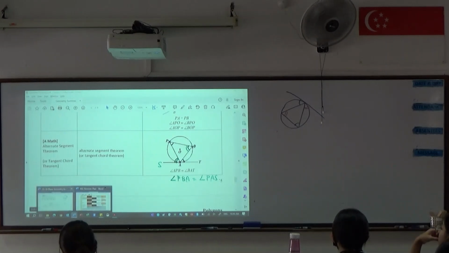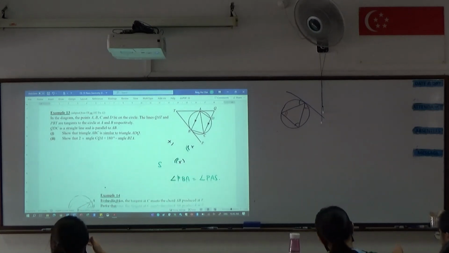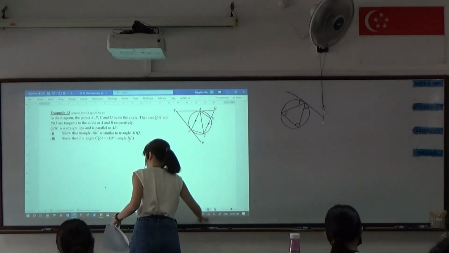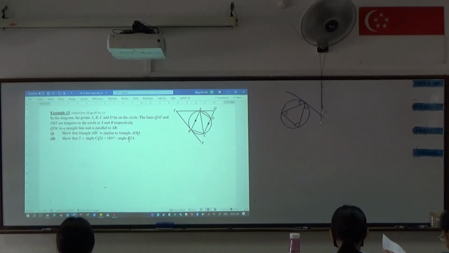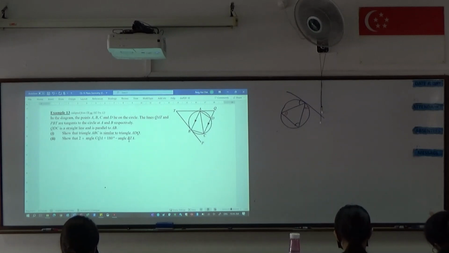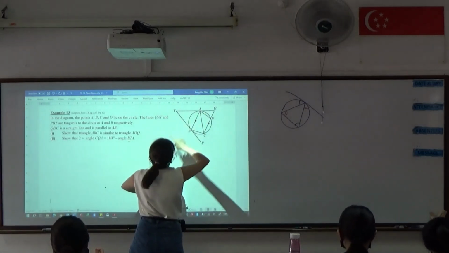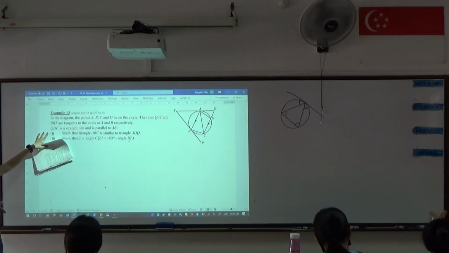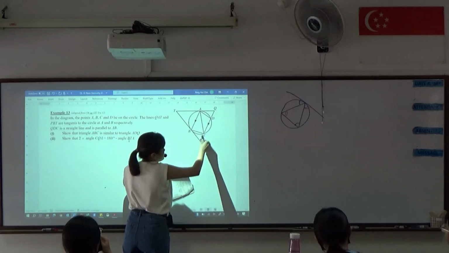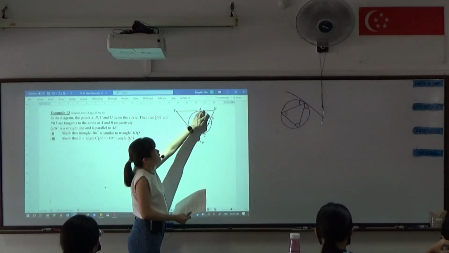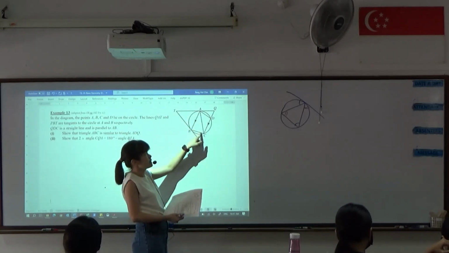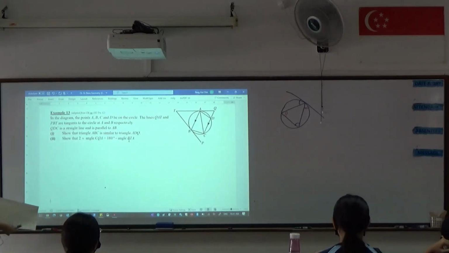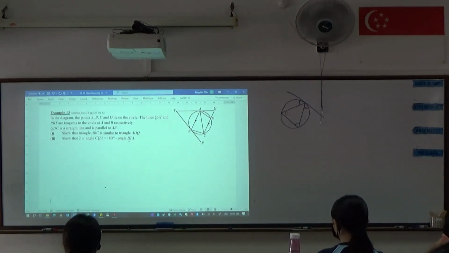Let's do a question now. In this diagram, there are points A, B, C, D that lie on the circle. The lines QAT and PBT are tangents at A and B respectively. QDC is a straight line and is parallel to AB. It is very important for us not to be confused into recognizing CDQ as a tangent. Very often, people misinterpret CDQ as a tangent itself. Just because it is a line that goes outside of the circle doesn't mean that it is a tangent. A tangent must touch the circle at one point only. So QDC is a straight line, and it is also parallel to AB.